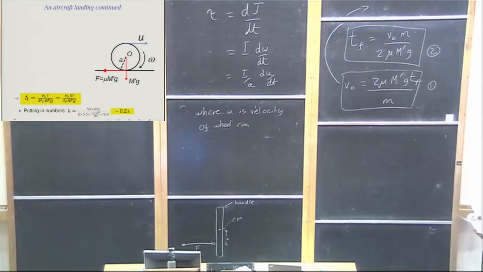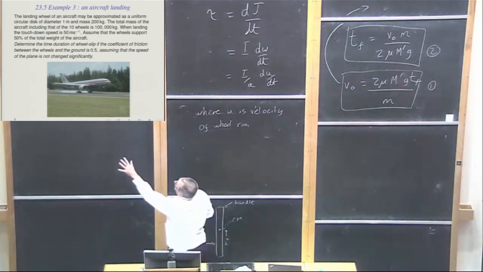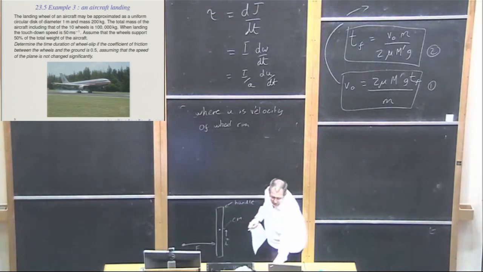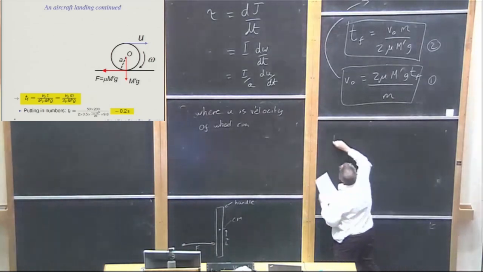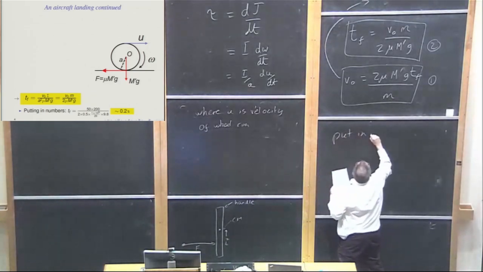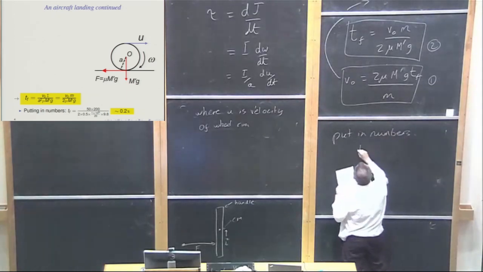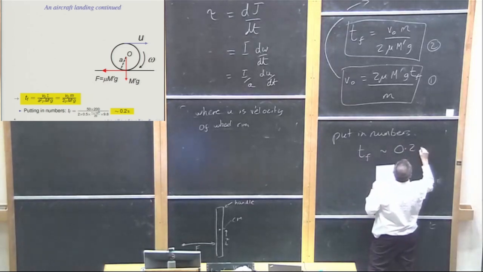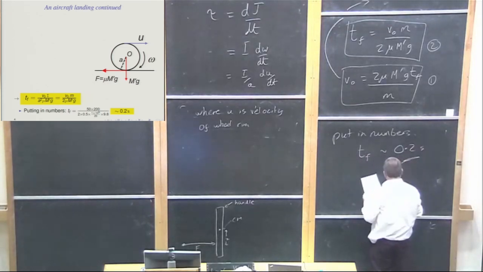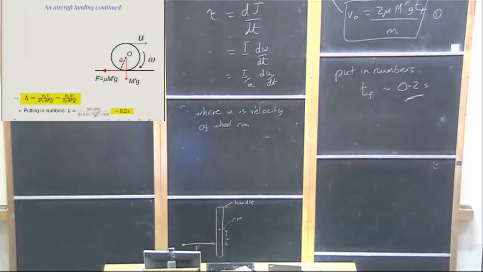Okay. Now we were given numbers. Here they all are. So let's put in those numbers, and you can see that we get Tf is about 0.2 seconds. So it happens rather quickly. The wheel slip is a very, very brief interval of time.